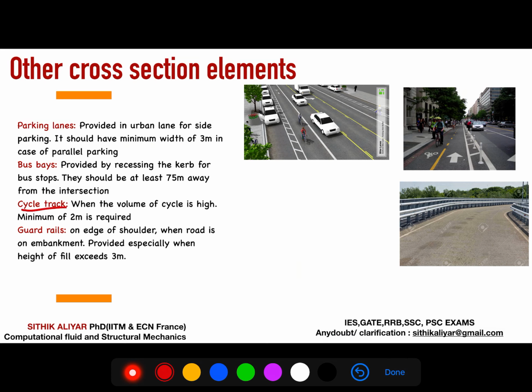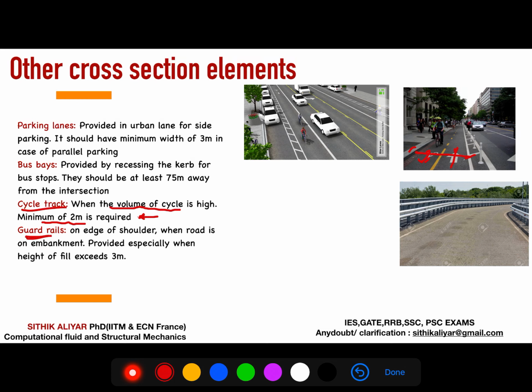And the cycle track, you can see the cycle track I have shown in the figure here. So when the volume of cycles is high in the city, they will provide at least a minimum of 2 meter for the cycle. Where I have seen in France and Germany, there is a minimum width of at least a 2-lane cycle road, as everybody is having a cycle, and this is the main transportation medium here.